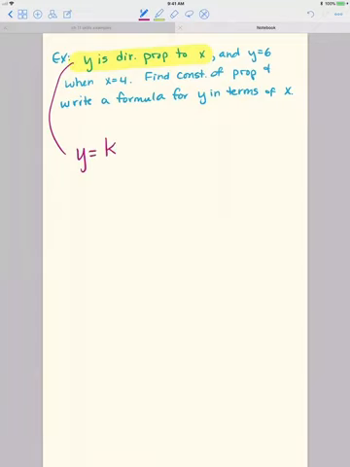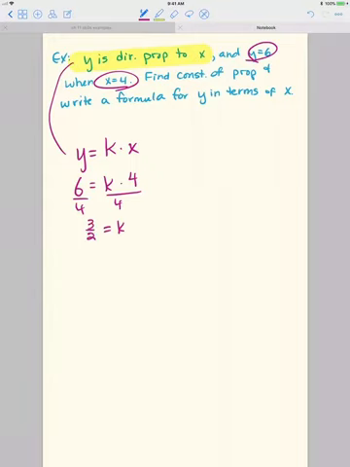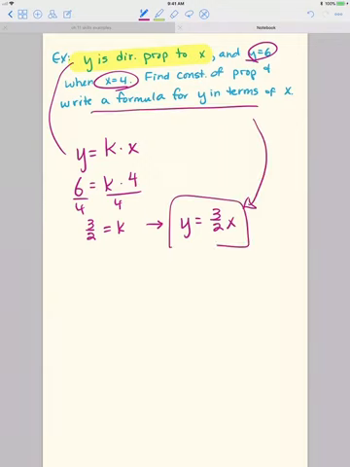y is directly a constant times x. And then we're told y is 6 when x is 4, so we can plug those in. So y is 6, x is 4. We'll divide both sides by 4, and we'll get that k is the constant of 3/2, or 1.5. I'm just going to leave it 3/2 for the sake of being exact. So the equation is y equals 3/2 x. Okay, so that's our formula for y in terms of x.